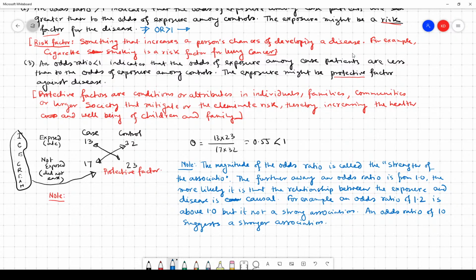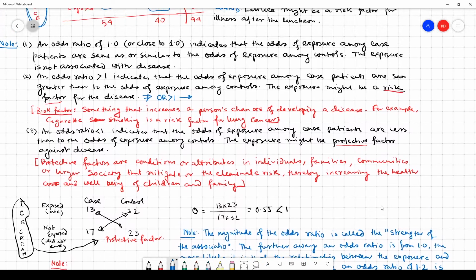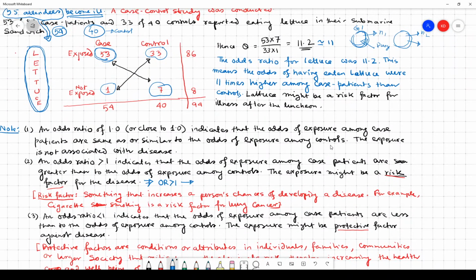Hence, in the example, since 11 is much greater than 1, we can write that the magnitude of the odds ratio suggests a strong association.